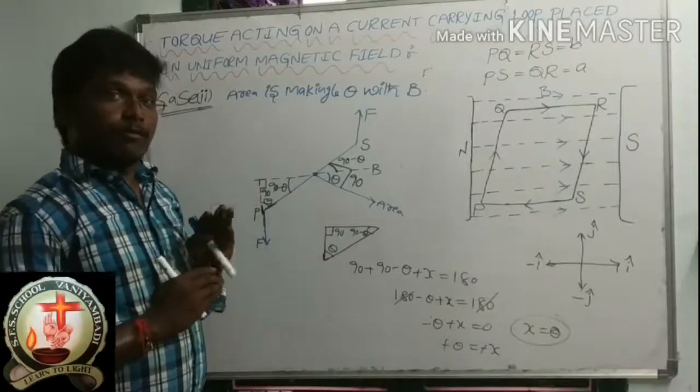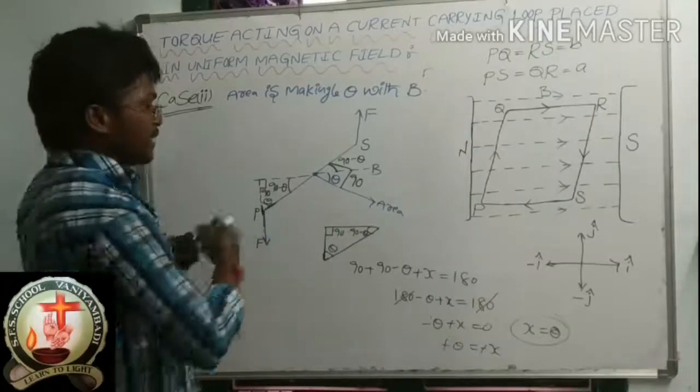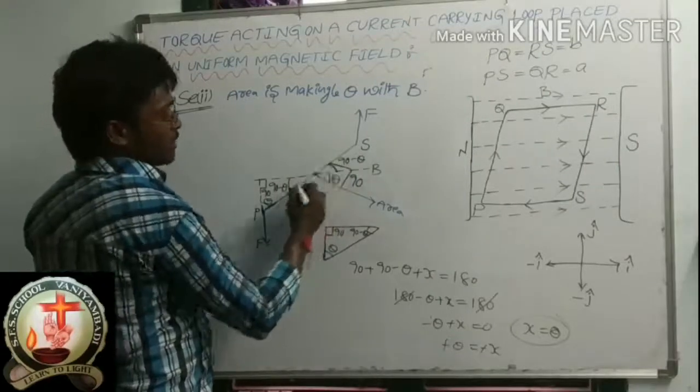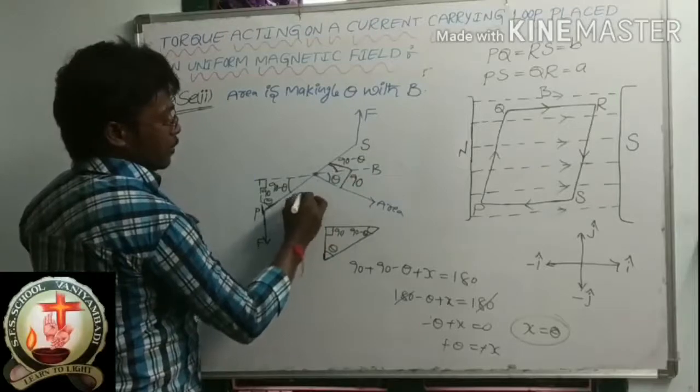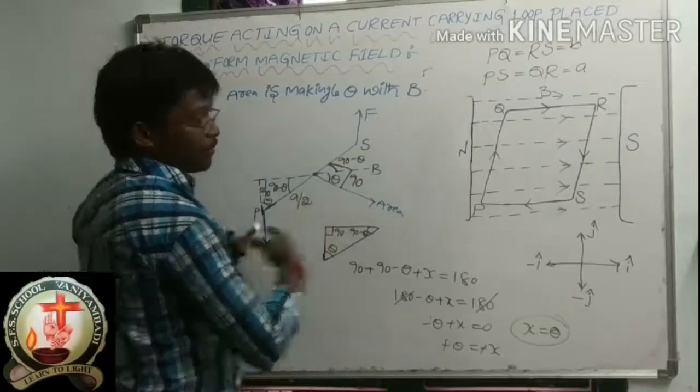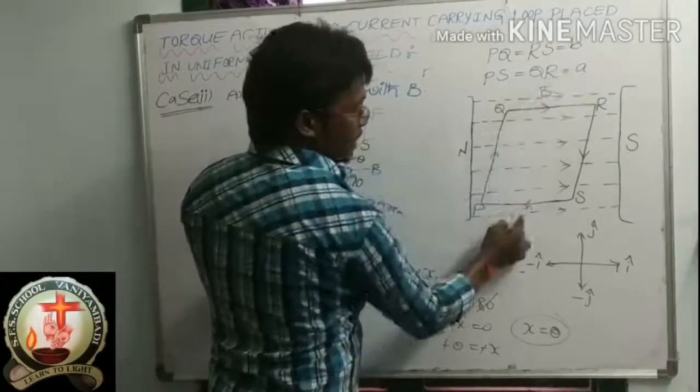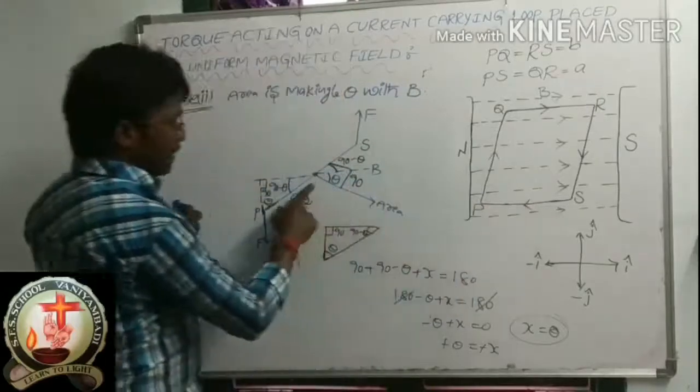For what reason did I consider it like this? Here to here this one is a by 2, and here to here this one is a by 2. This total is a, so the midpoint, half, means a by 2, correct?